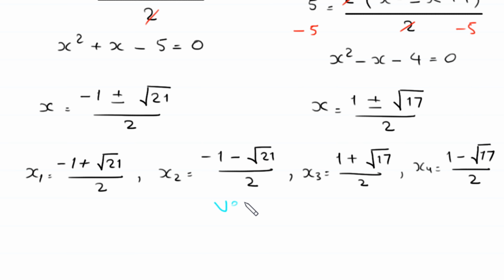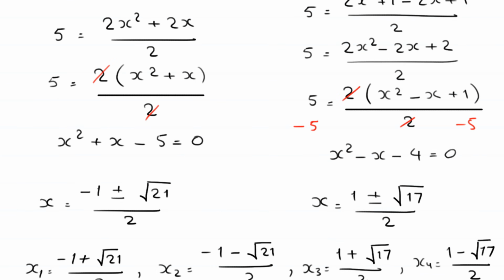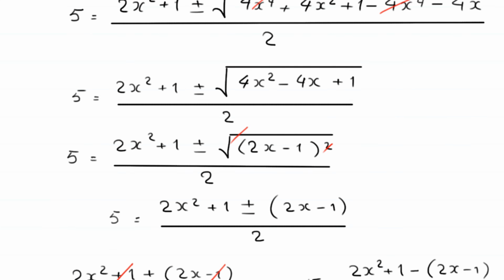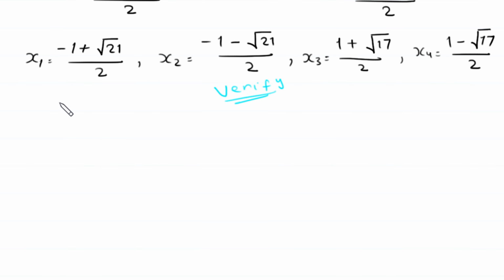Now let's verify these values of x and see which of them are the solutions. To verify, we use the two conditions. First one is x must be less than or equal to 5, and the second is x squared must be less than or equal to 5.